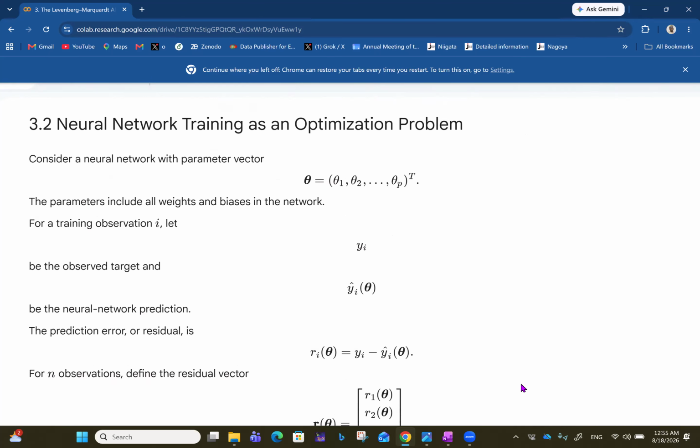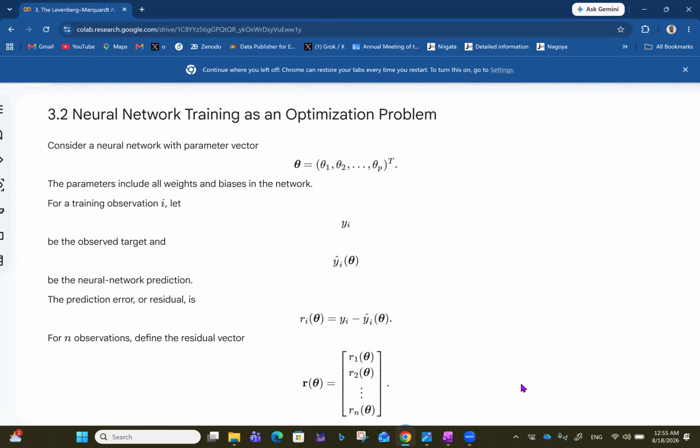Now, let's look at neural network training as an optimization problem. So consider a neural network with a parameter vector theta, which has p parameters from theta 1 to theta p. So the parameters include all weights and biases in the network. Of course, if you have not seen the mathematics for artificial intelligence playlist, you want to check the first video, where I talked about the 5 equations powering artificial intelligence. Then you're going to see the idea of the weighted sum or linear transformation. So there you talk about weights and biases.